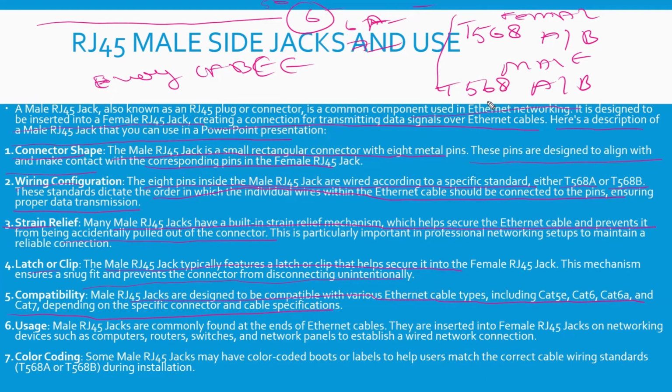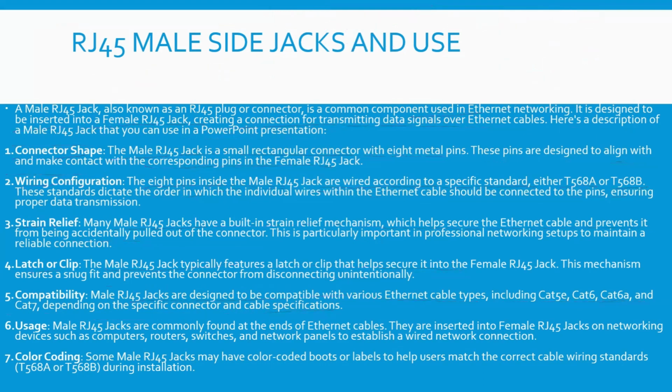Same as for RJ45 as well. You can have a Cat 6A patch cord, Cat 6, or Cat 5e, so you can order those kinds of connectors. Make sure you always have compatibility. Usage: RJ45 connectors on Ethernet cables are inserted into female RJ45 jacks on networking devices such as computers, routers, switches, and network panels. Color coding: same, T568A or B.